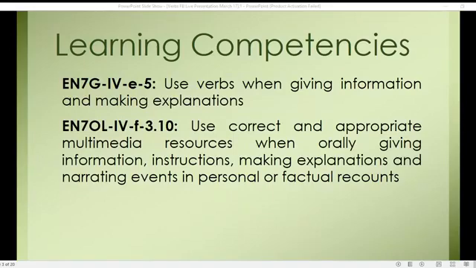If I read, to use verbs when giving information and making explanations, and to use correct and appropriate multimedia resources. Let's say, for example, we have to use Facebook since we are also having alternative learning options. And we have to use correct and appropriate multimedia resources when orally giving information, instructions, making explanations, and narrating events in personal or factual recounts. So I hope that you jot down your notes.